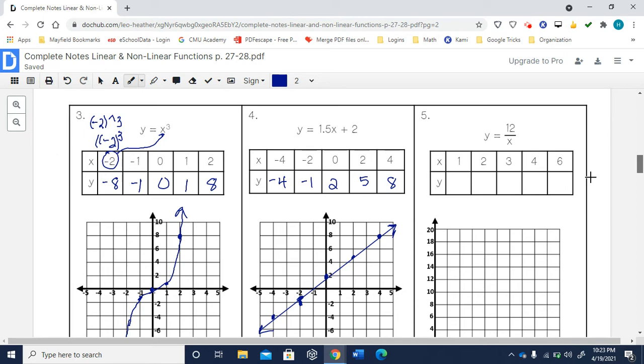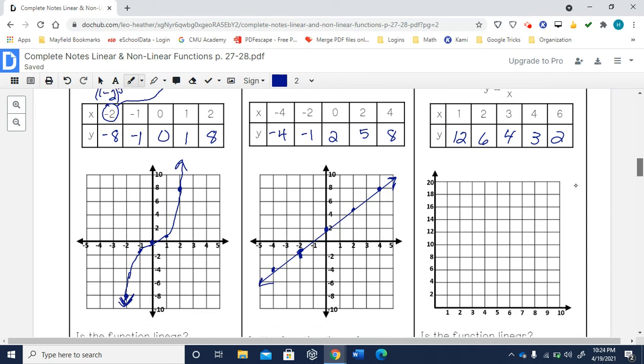So this would be 12 divided by 1. 12 divided by 1 is 12. 12 divided by 2, 6. 12 divided by 3, 4. 12 divided by 4, 3. 12 divided by 6, 2. I'm going to graph those points.